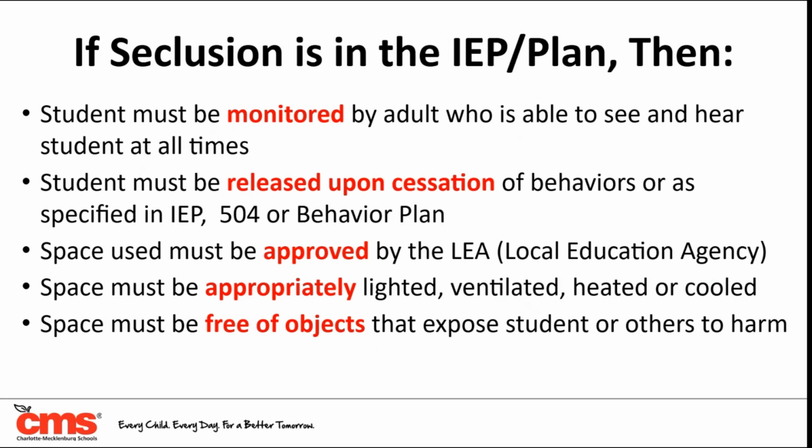If seclusion is in the IEP or plan, then the student must be monitored by an adult who is able to see and hear the student at all times. Students must be released upon cessation of the behaviors or as specified in the IEP, 504, or behavior plan. Space used must be approved by the LEA. Space must be appropriately lighted, ventilated, heated, or cooled. Space must be free of objects that expose students to harm or others to harm.